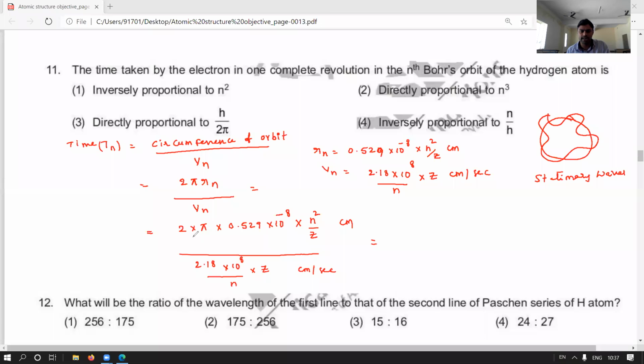See, if you observe, these are all constants: 2, the pi value, and 0.529. This is 10 to the power of minus 8, here 10 to the power of plus 8, it goes upside, meaning 10 to the power of minus 8 will become. On simplification, we get this value approximately 1.5 into 10 to the power of minus 16 into n cube by z square seconds. So this is constant. N cube means n is 1 for the first orbit, n is 2 for the second orbit, n is n for the nth orbit.